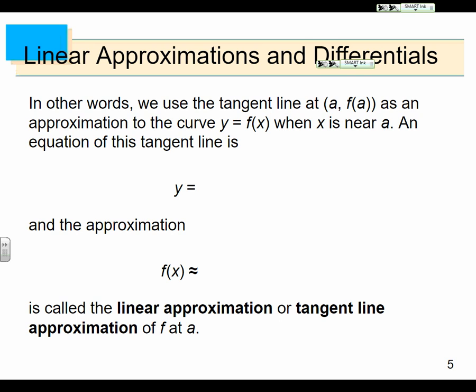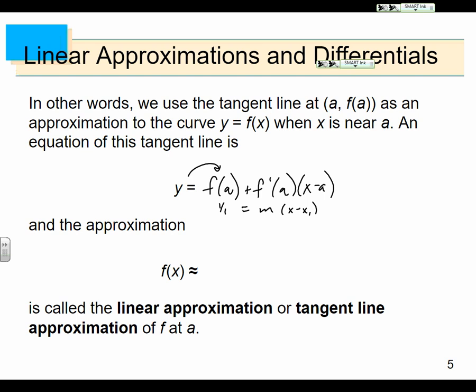An equation of the tangent line is going to be y equals f of a plus f prime of a times x minus a. This is just a rearranged point slope form that we've been using in class. All I did was move the y1 over: y minus y1 equals my m times x minus my x1, where x1 is equal to a.